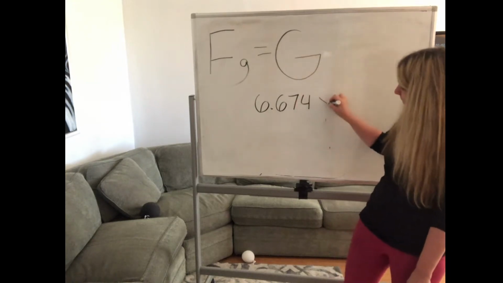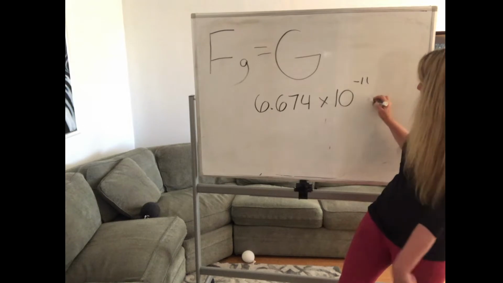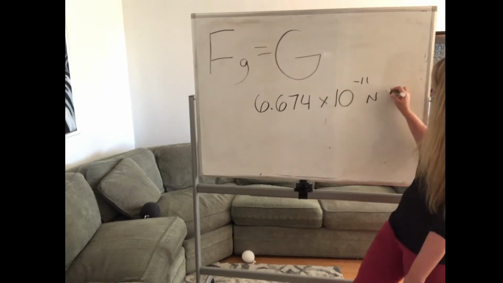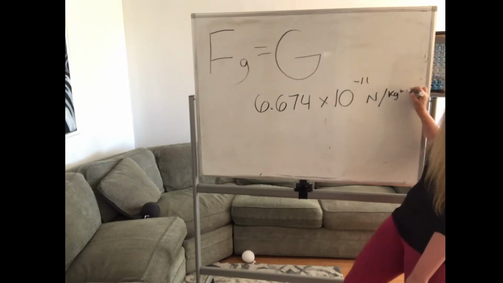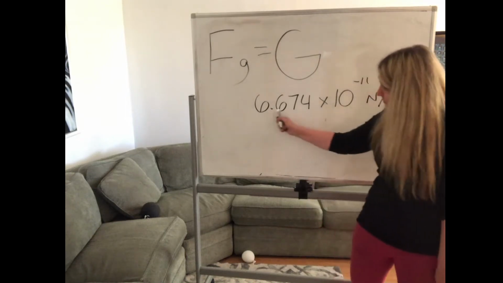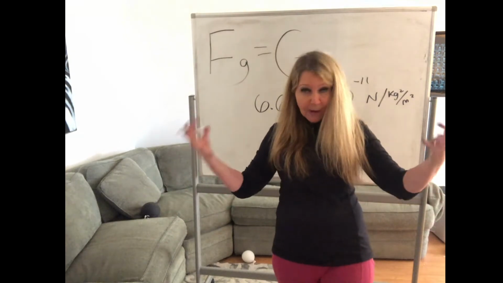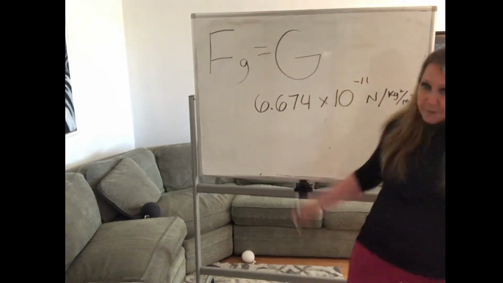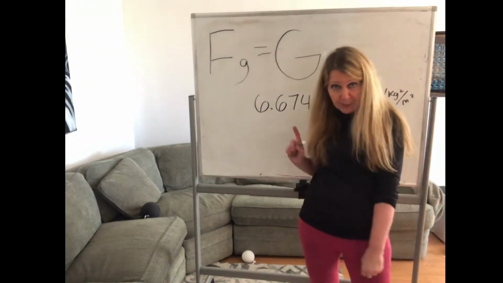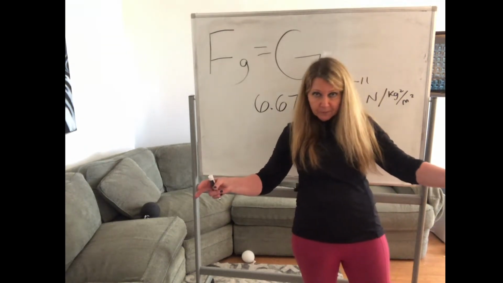6.674 times 10 to the negative 11 newtons per kilograms squared, meters squared. So this is the constant of gravity, the gravitational constant. This is it. If I were to write this number out, there'd be a lot of zeros.